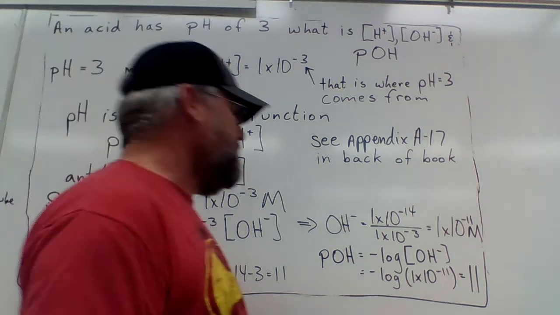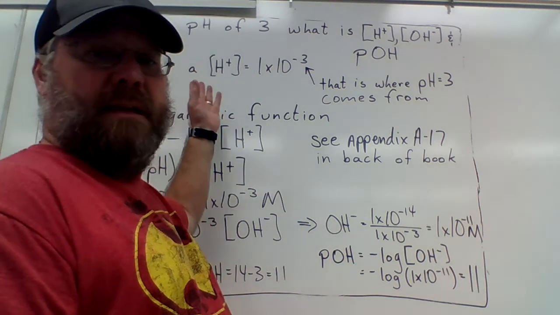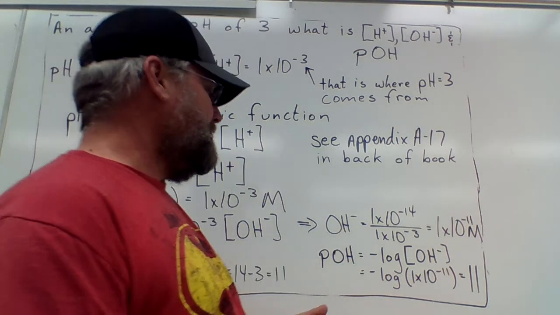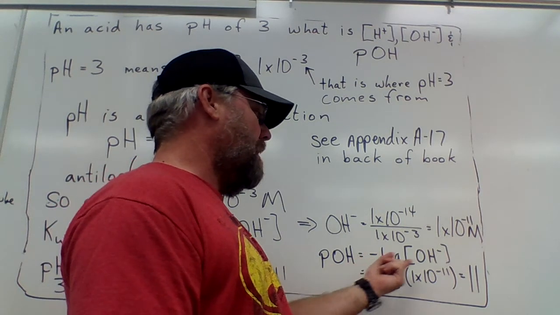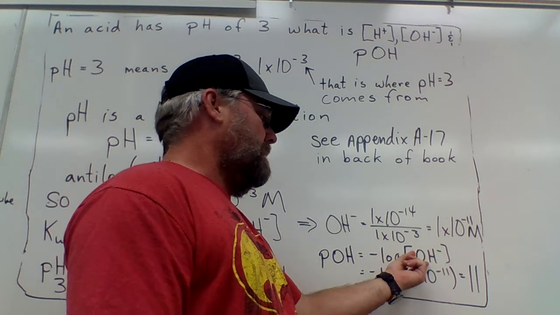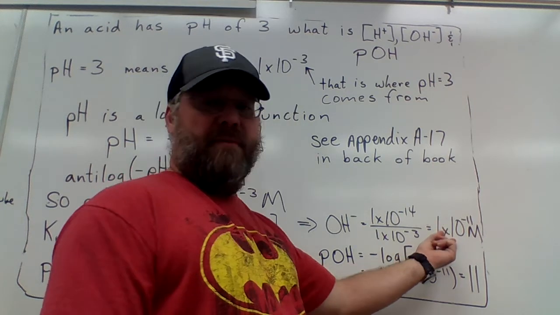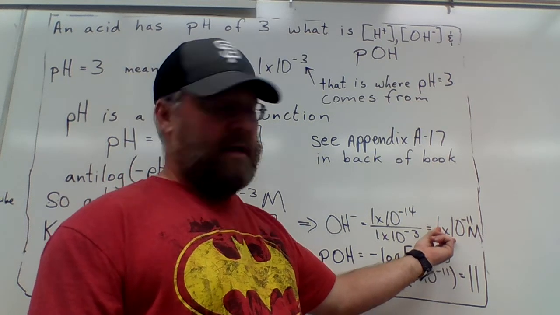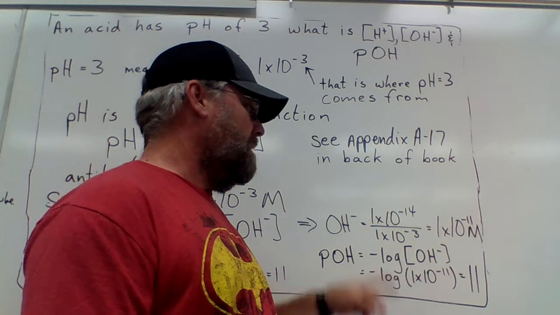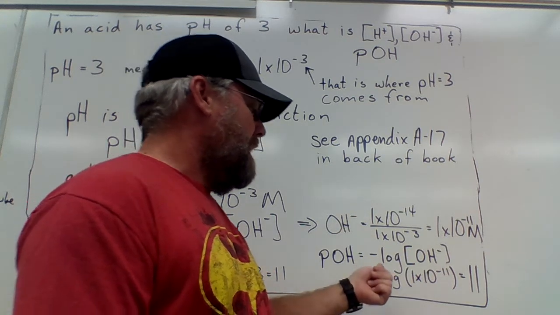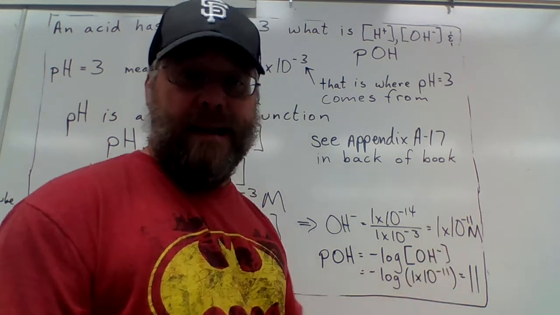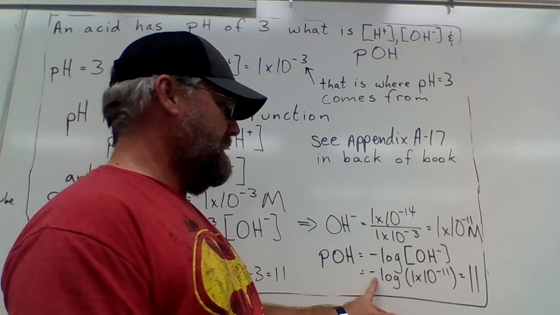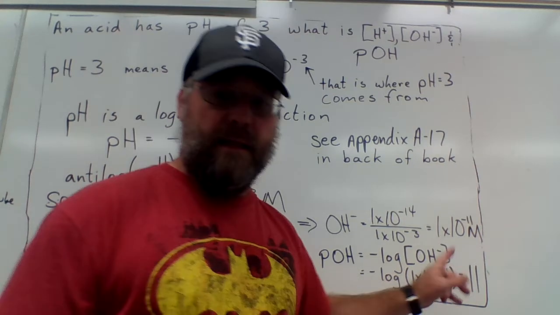The other way is to do it just like we did the hydrogen ion concentration. pOH is going to be the negative log of the OH minus concentration, which we found here was 1 times 10 to the minus 11th. So negative log of 1 times 10 to the minus 11th. If you plug in log 1 times 10 to the minus 11th, you're going to get minus 11. Take the negative of that, you get 11.